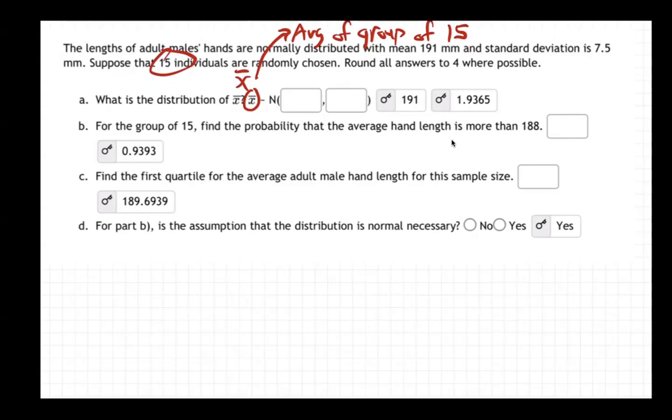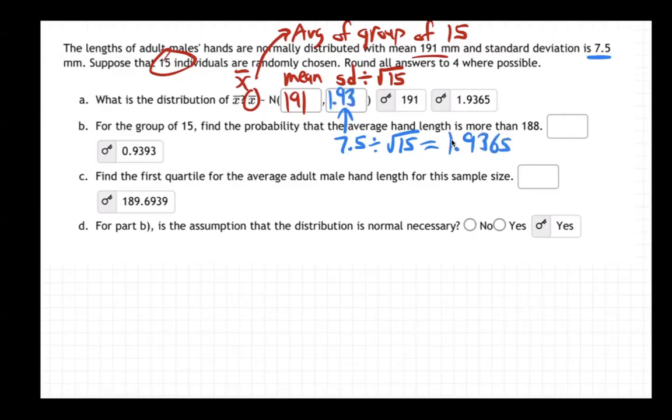So this is always the mean. And this is always the standard deviation, but we have to divide by the square root of 15. That's the trick I want to help you remember. So the mean is, right there, 191. The standard deviation is going to be that 7.5, but you got to divide by the square root of 15, which, when you hit the buttons on your calculator, you'll get 1.9365. That's how they got that.